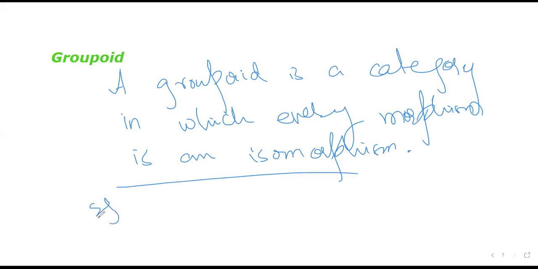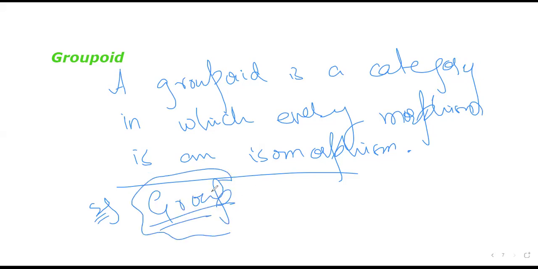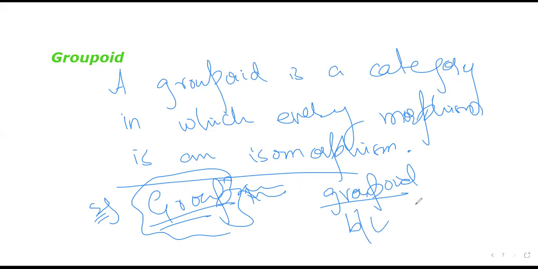So the first example is group. If we are talking about the group as a category, then the category group is a groupoid. Okay, this is a groupoid because every morphism in the category group is an isomorphism. So we can say the category group is a groupoid because every morphism in it is an isomorphism.